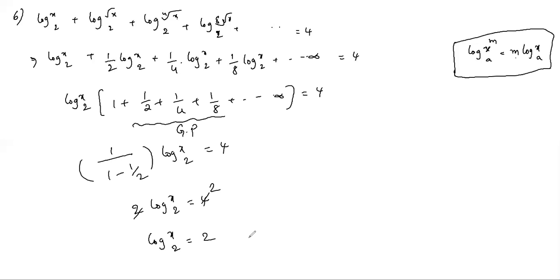Now logarithm to exponential form. a power x equals n, so x equals log n base a. Here log x base 2 equals 2, so 2 power 2 equals x. So x equals 2 square, that is 4. That is the answer.